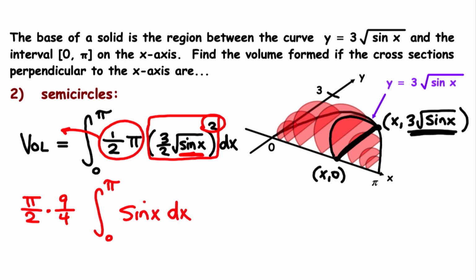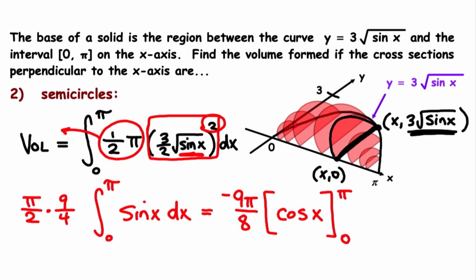And my friends, I don't need a calculator for this. I can do this on my own. 9 pi over 8 out front. The integral of sine is negative cosine of x. But I don't want to deal with the negative, so I'm going to pull it out front as well. And we're going to integrate from 0 to pi. The pi gets to go first.